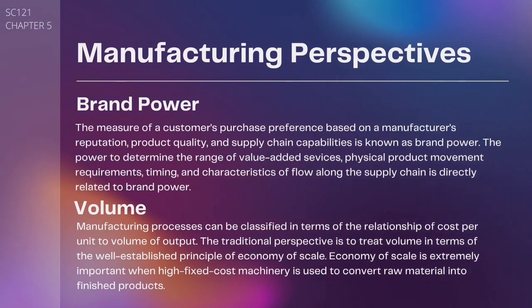Volume. Manufacturing processes can be classified in terms of the relationship of cost per unit to volume or output. The traditional perspective is to treat volume in terms of the well-established principle of economy of scale. Economy of scale is extremely important when high fixed cost machinery is used to convert raw material into finished products.